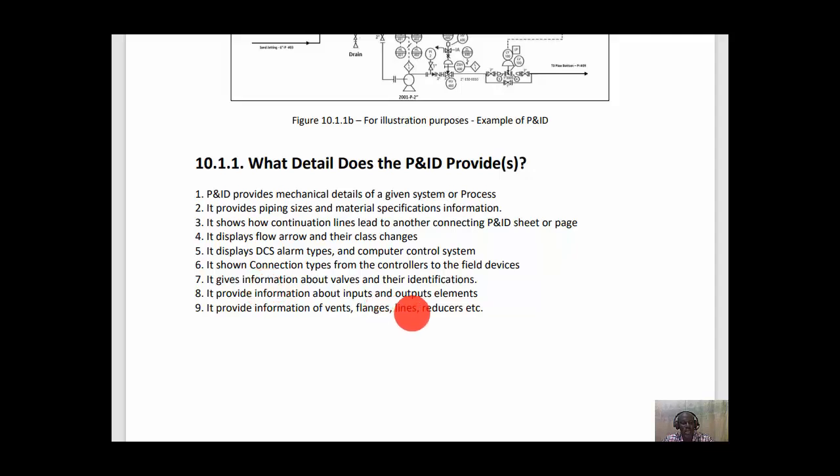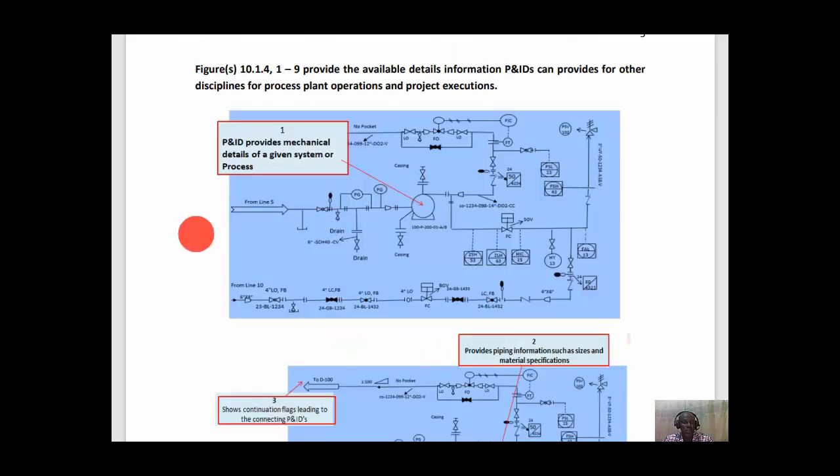It shows connection type from the controller to the feed devices. It gives information about valves and their identification. It provides information about input and output element. It provides information of vent, flanges, lines, reducer, and so on. Here in this explanation, for illustration purpose, Figure 10.1.9 of 1 to 9 provide the available details information P&ID can provide for process plant operation and project execution.